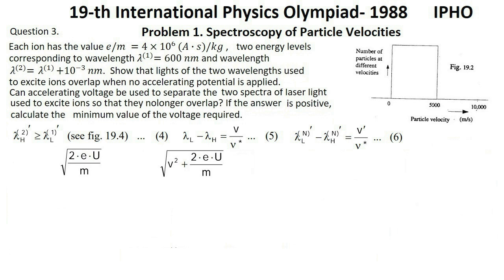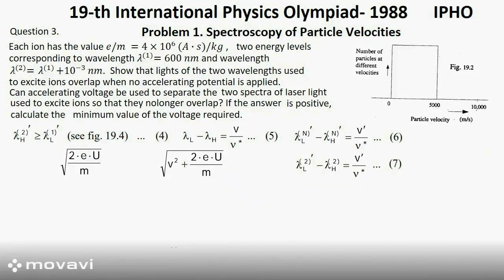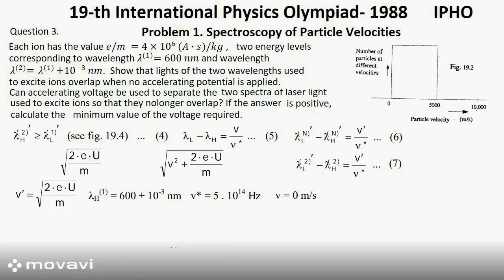Let us take up the second energy level, the lower energy level of the two ones, of the ion first. Lambda L2 prime minus lambda h2 equals v prime over v star. Expression 7. Substitute v prime equals the square root of 2eU over m, lambda h1 equals 600 plus 10 to the power negative 3 nanometers, v star equals 5 times 10 to the power 14 Hz, v equals 0 meters per second. So lambda h2 prime equals 600 plus 0.001, multiplied by 10 to the power negative 9, plus the square root of 2eU over m divided by 5 times 10 to the power 14, in meters.